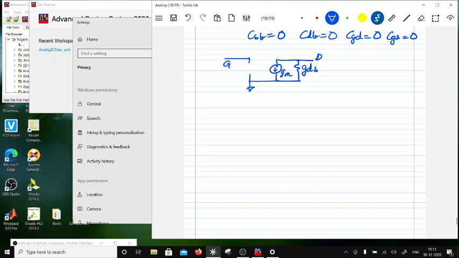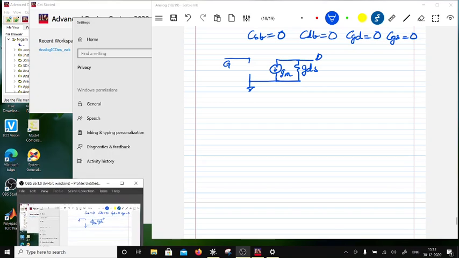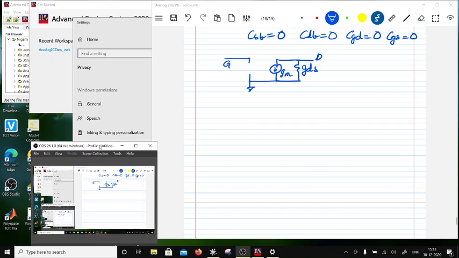So I'm going to stop here for now, and then I will go to session 6 and I'll talk about the gain stages. Okay.